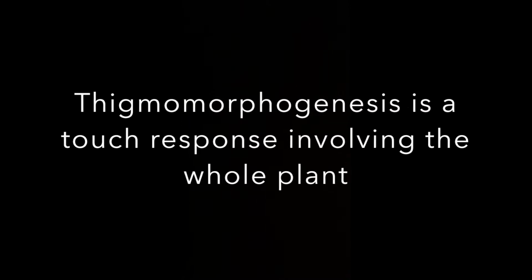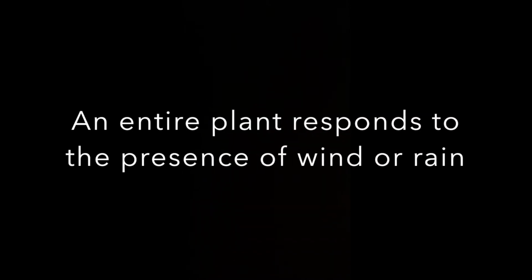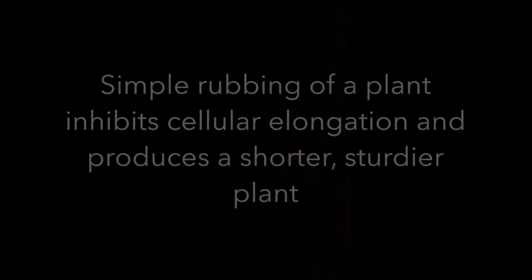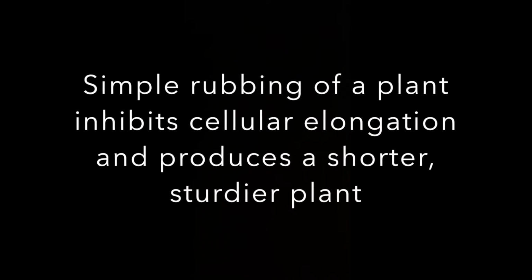Stigmomorphogenesis is the touch response involving the whole plant. An entire plant responds to the presence of wind. A plant growing in a windy location has a shorter, thicker trunk. Simple rubbing of a plant inhibits cellular elongation and produces a shorter or steadier plant.